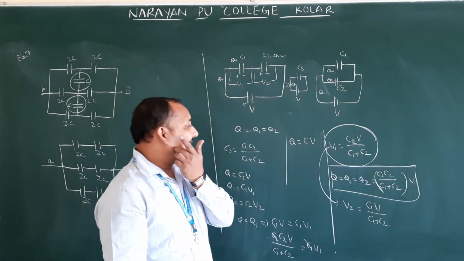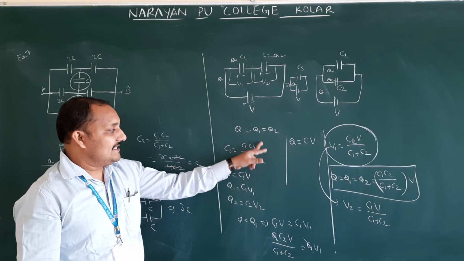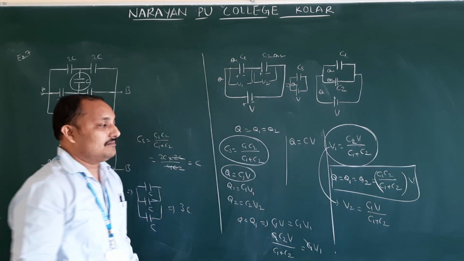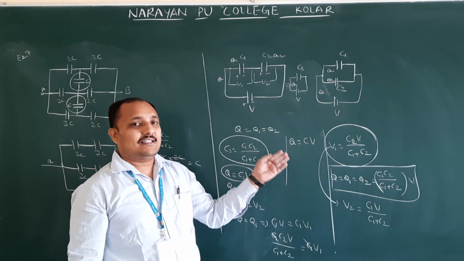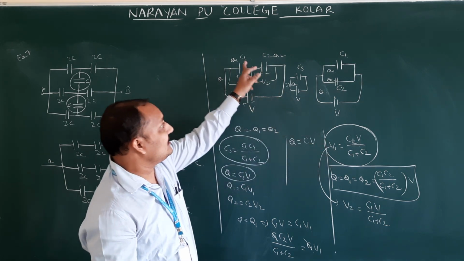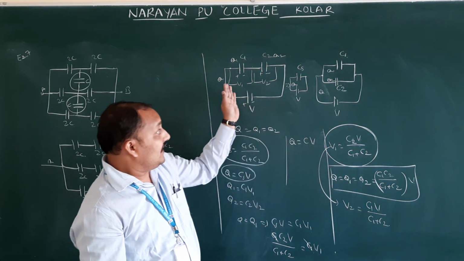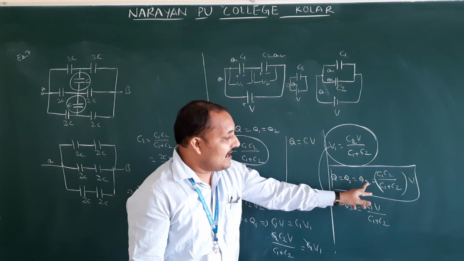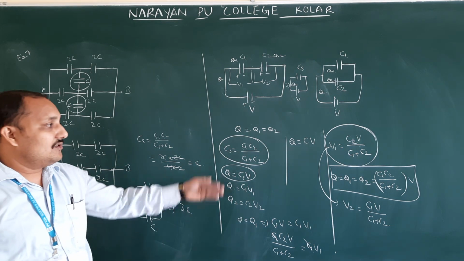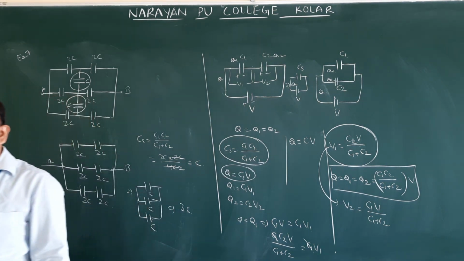This is one way. Otherwise, first we have to find resultant capacity, that is nothing but CS. After finding this one, we have to use this equation. So both will be same. One is directly, another one is indirectly. We are finding this potential across C1, potential across C2, and charge on C1, on C2, because charge is same whenever capacitors are in series. We are going to do one or two problems, then you will understand how we have to apply. Okay.